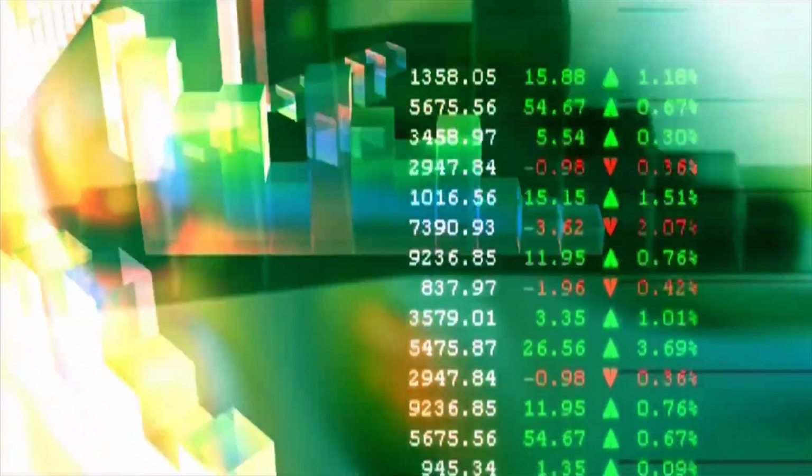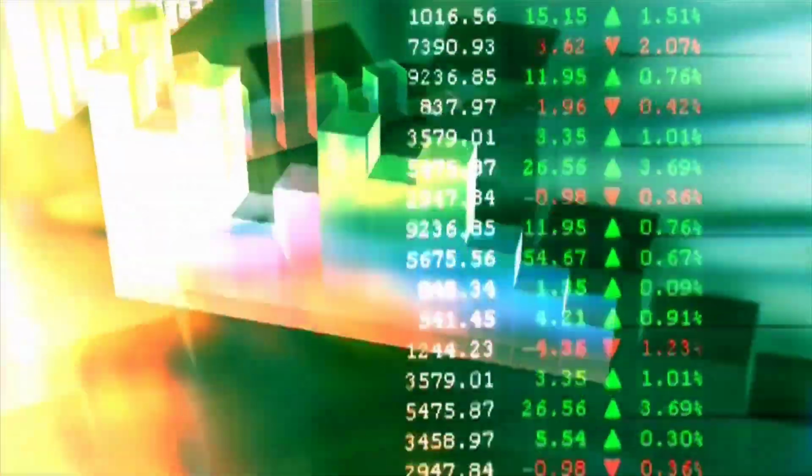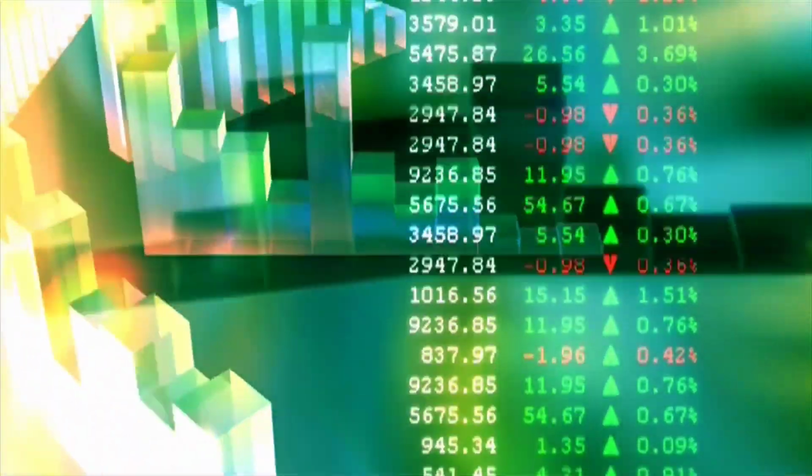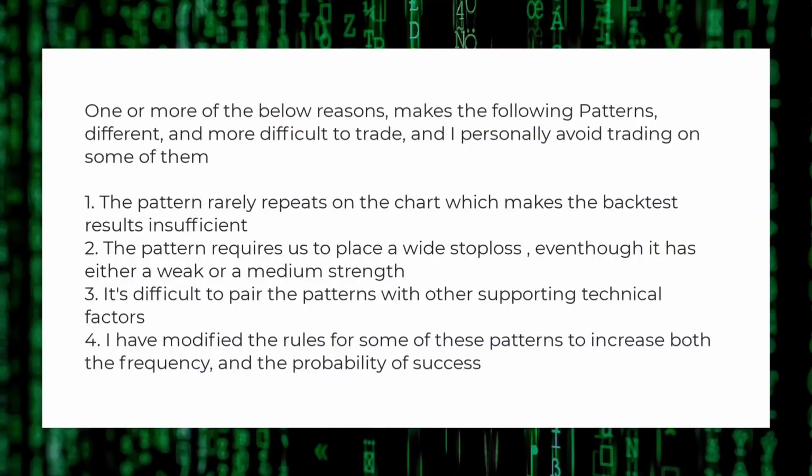The remaining candlestick patterns, which I will go over now, are more difficult to trade, either because they are generally too weak, or they appear very infrequently, so you might run into one of them once in a blue moon, which makes the backtest data unreliable. Furthermore, I have modified the rules for some of them to make them more profitable and reliable. So, you don't have to waste years of your life trying to figure out how to make them work.